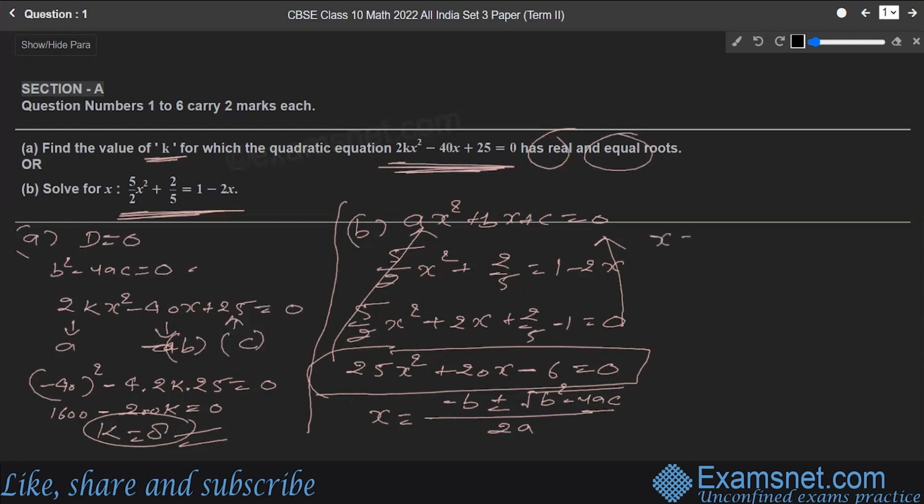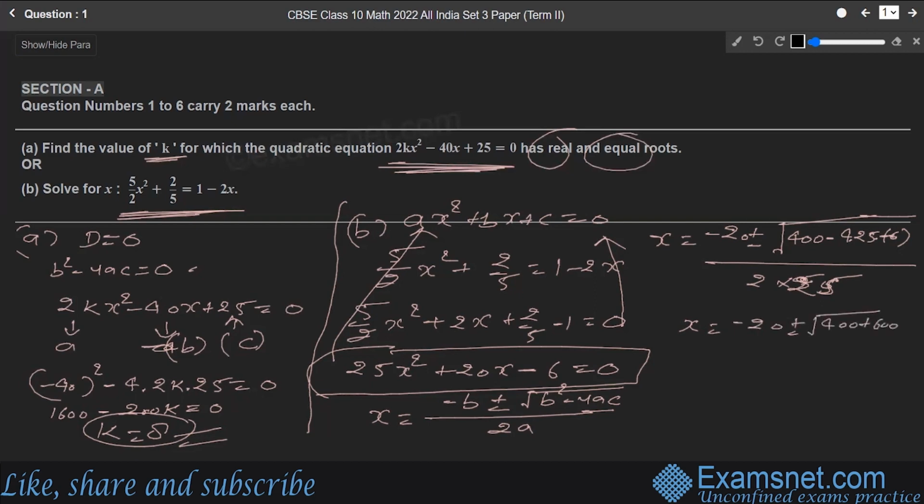Let us put the values. x is equal to −b, the b value is 20, so it's going to be −20 ± √(b² − 4ac), b square, that is 20², that is nothing but 400, minus 4ac, that is 4 into 25 into c value is −6. Upon 2a, the a value is 25, so it's going to be 2 into 25, that is 50. Ultimately, how much is x coming? Let us solve x further. This is going to be −20 ± √(400 + 600) over 50.